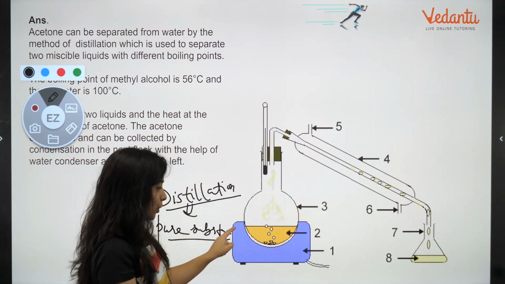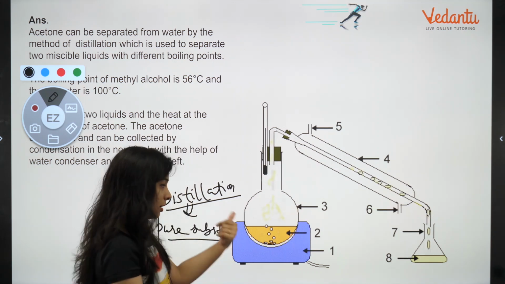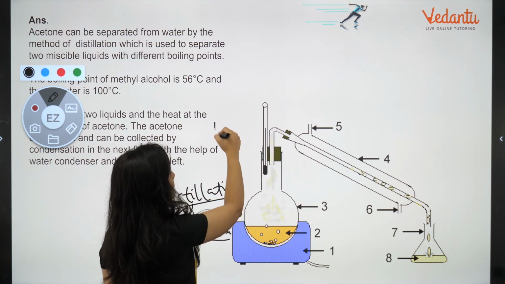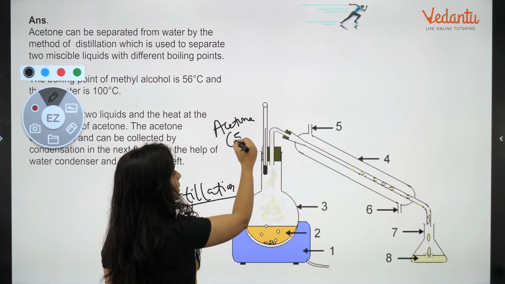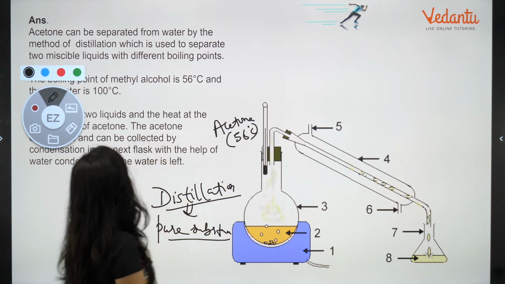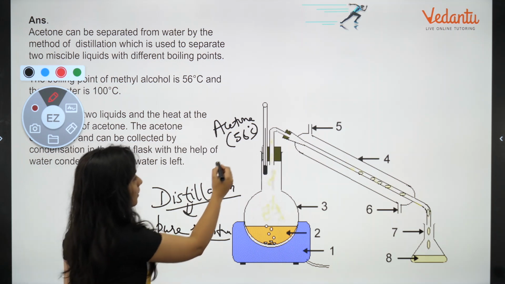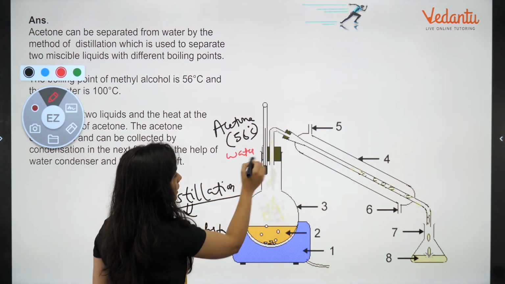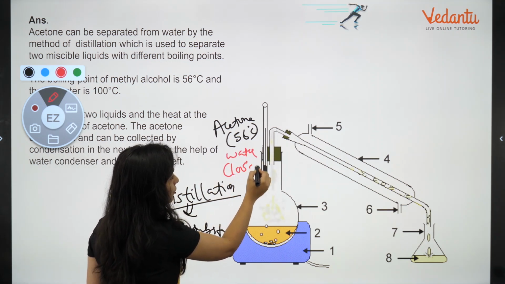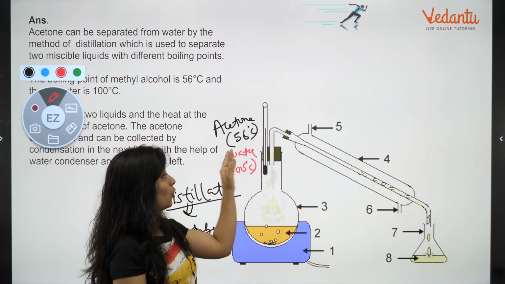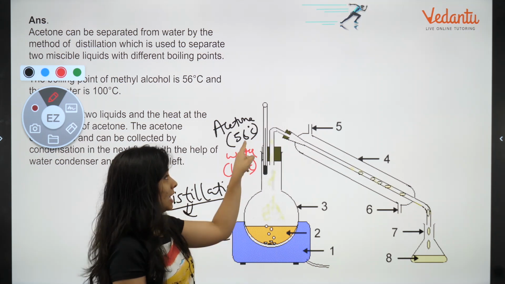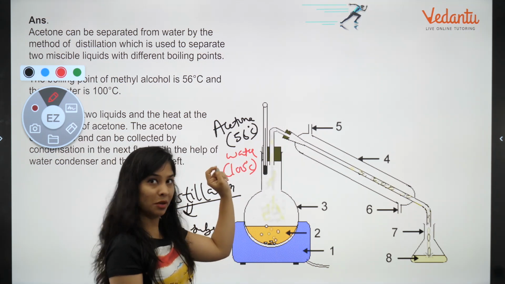Now, what are we going to do? We are going to heat a mixture. Suppose the same mixture, in this case acetone, is there. Acetone has a boiling point of 56 degrees Celsius, and water's boiling point, you already know, is 100 degrees Celsius. So obviously this difference is more than 25 degrees Celsius, so we can use it. Which boiling point is lower here? You can see it. The lower boiling point is of acetone, nail polish remover.